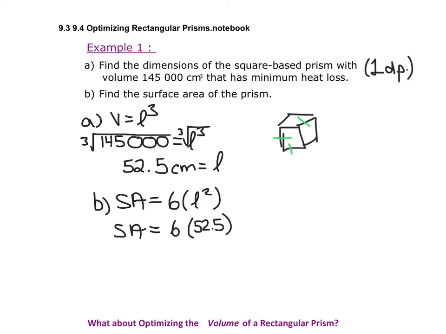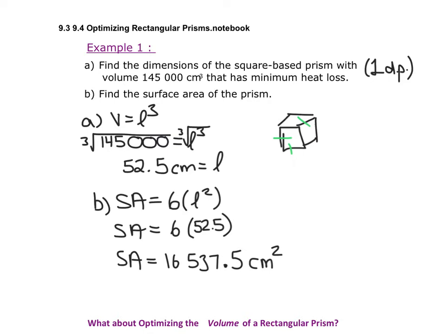52.5, okay? So surface area equals 6 times 52.5. And what do we get as our surface area? 16,537.5 centimeters what? Squared. Excellent. Okay. So again, you work backwards.